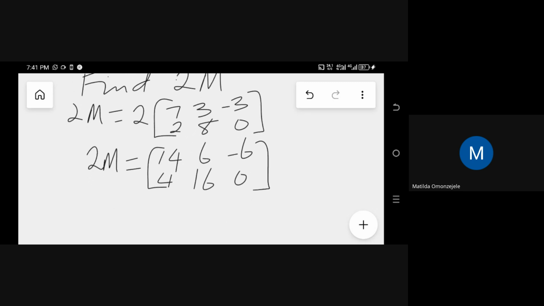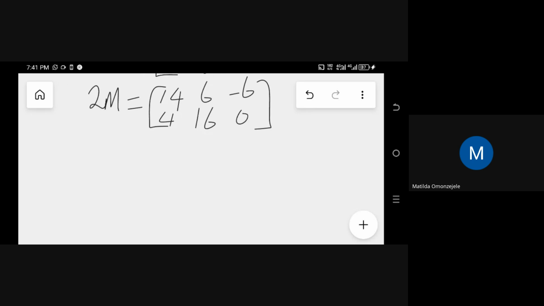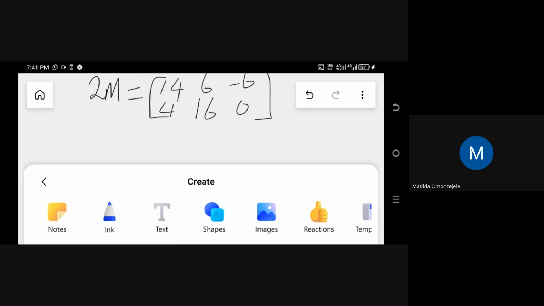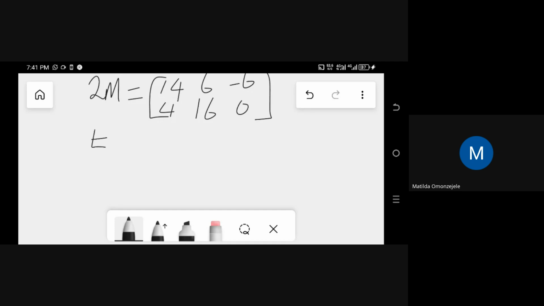So let's look at another example. Let's call this example 2.